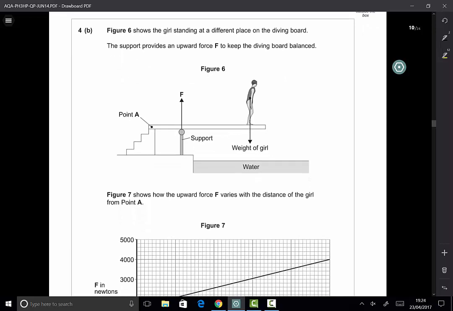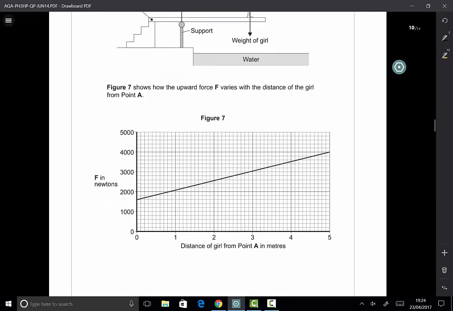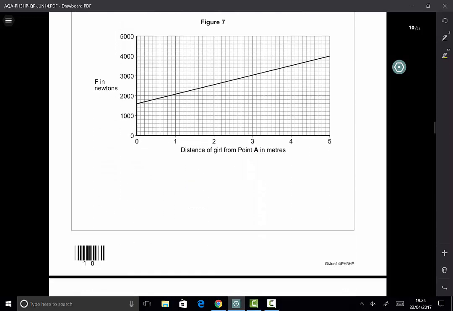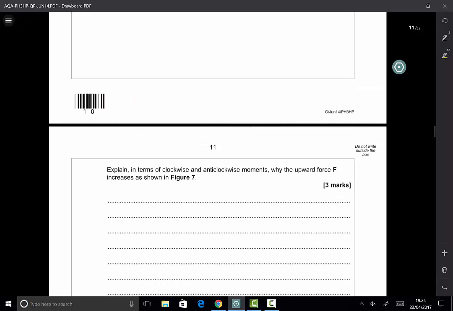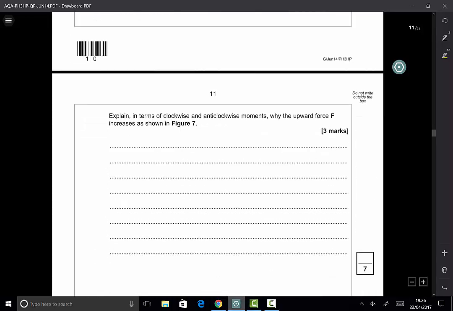Figure 6 shows the girl standing at different places on the diving board. The support provides an upward force to keep the diving board balanced. Figure 7 shows how the upward force varies with the distance of the girl from point A. Explain in terms of clockwise and anti-clockwise moments why the upward force F increases as shown in figure 7.